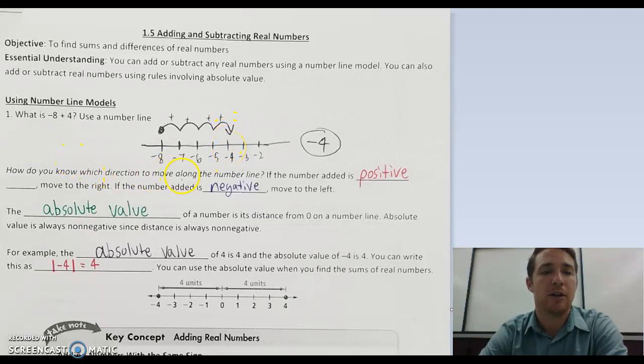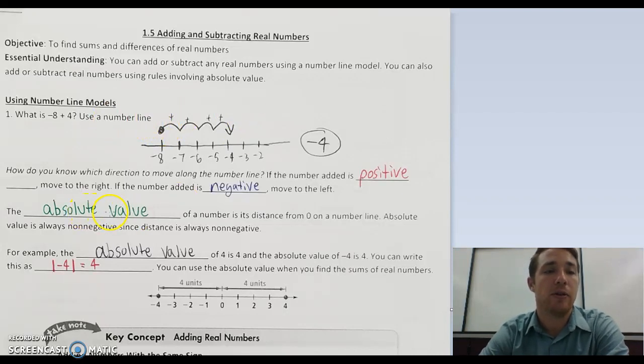So how do I know which direction to move on that number line? If the number added is positive, like in that last example where I added 4, I move to the right. If the number added was negative, I would move to the left. For example, if that was -8 minus 4, I would be going 4 to the left instead.